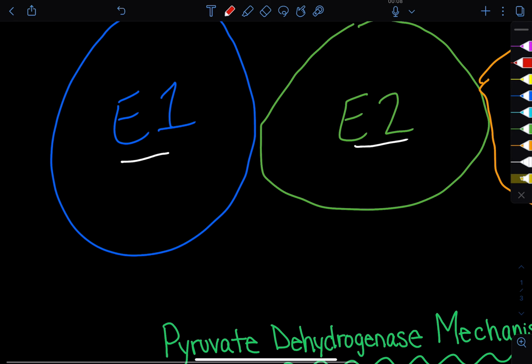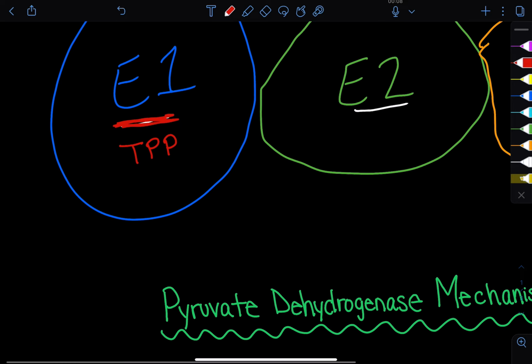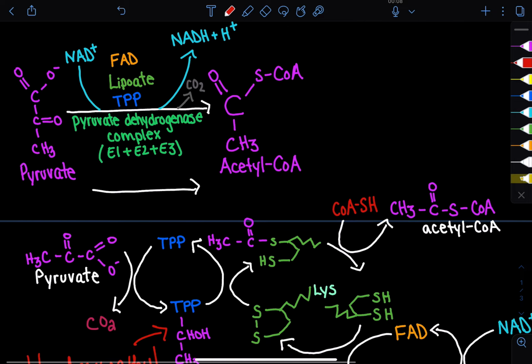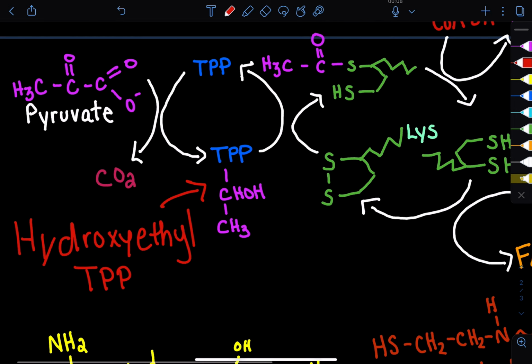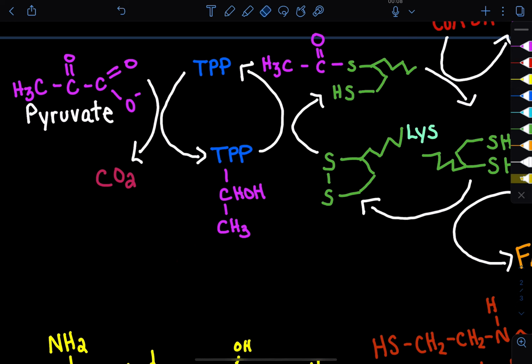So if we go back up here, this was our E1, right? On our first subunit, we had the prosthetic group TPP, and TPP was able to nucleophilically attack pyruvate and form a bond with pyruvate in the first subunit of the overall enzyme pyruvate dehydrogenase. And then we got the resulting structure of hydroxyethyl TPP.